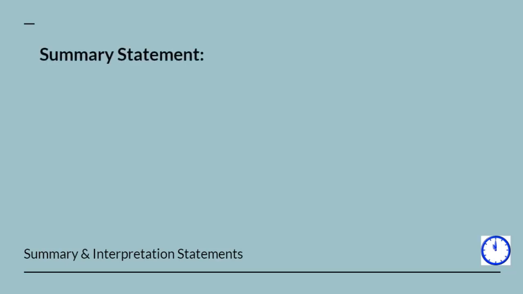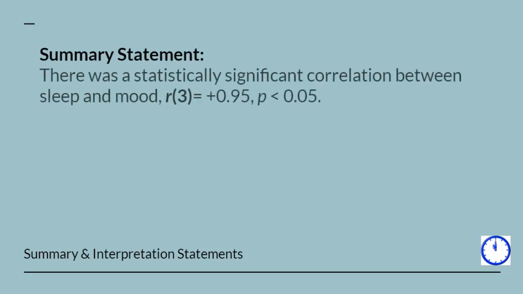The summary statement will now consist of only one sentence. This sentence will report the R score, degrees of freedom in a parentheses after R, significance level used, and the decision you made. Since R is a measure of effect size, we do not have to include it twice.